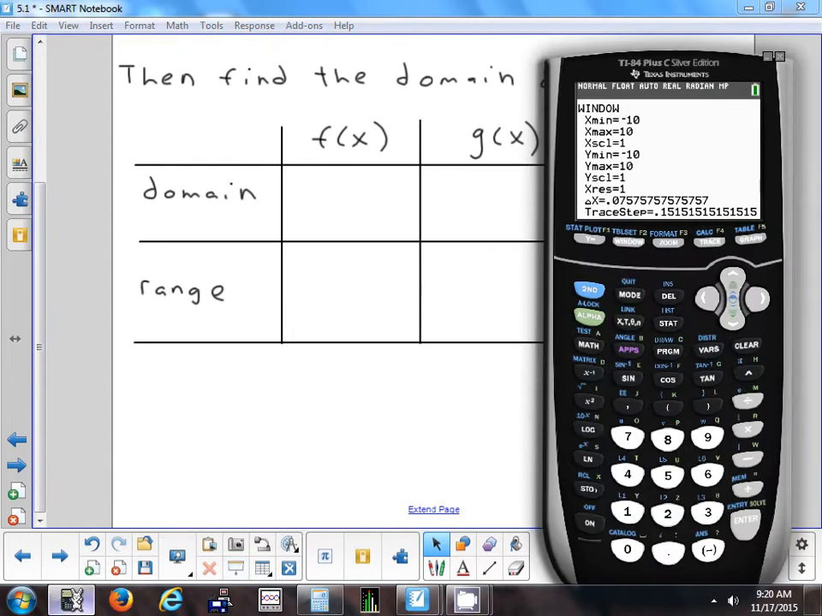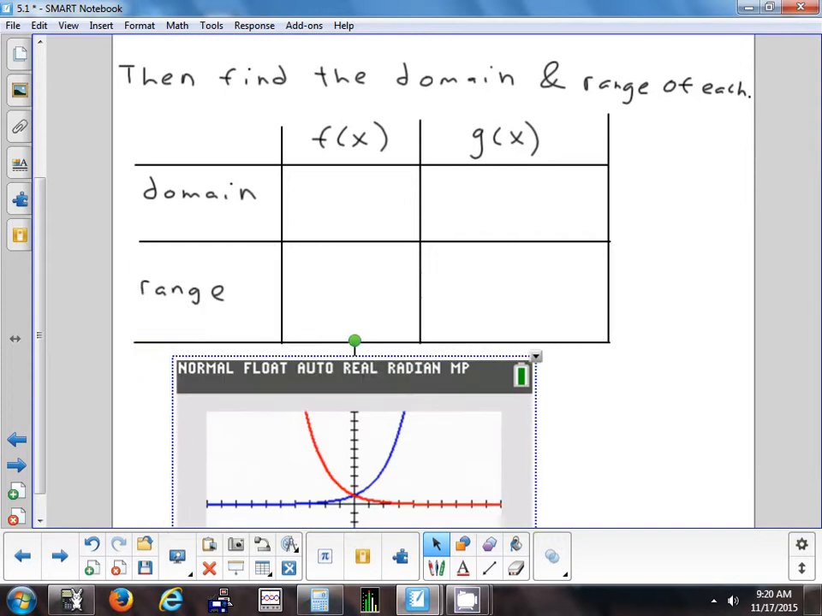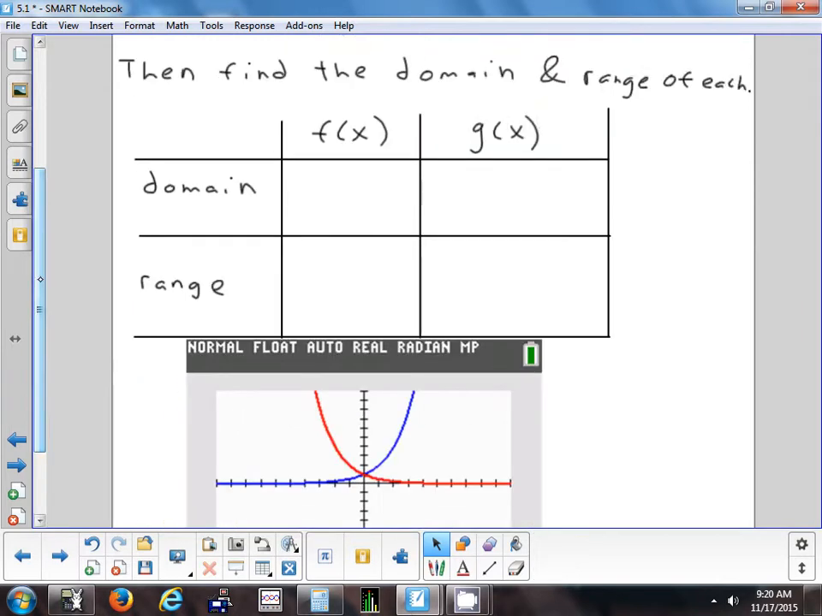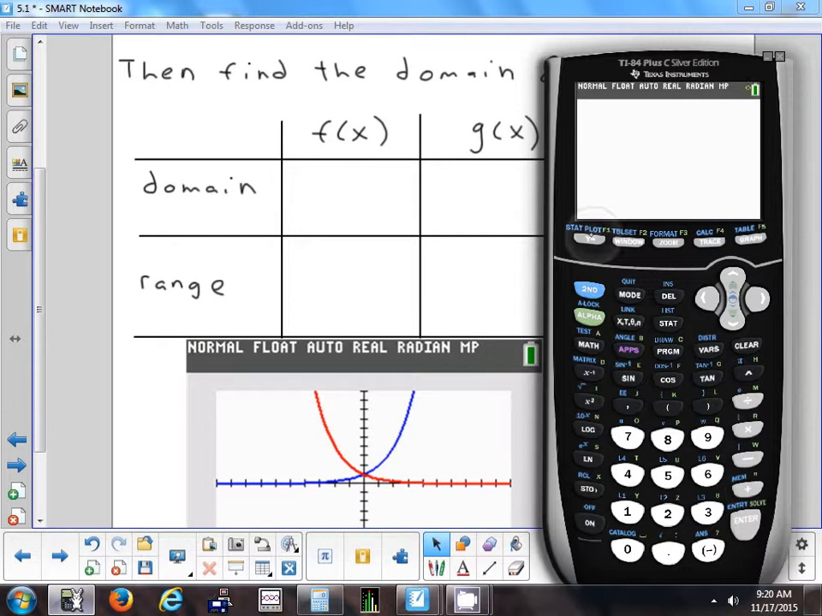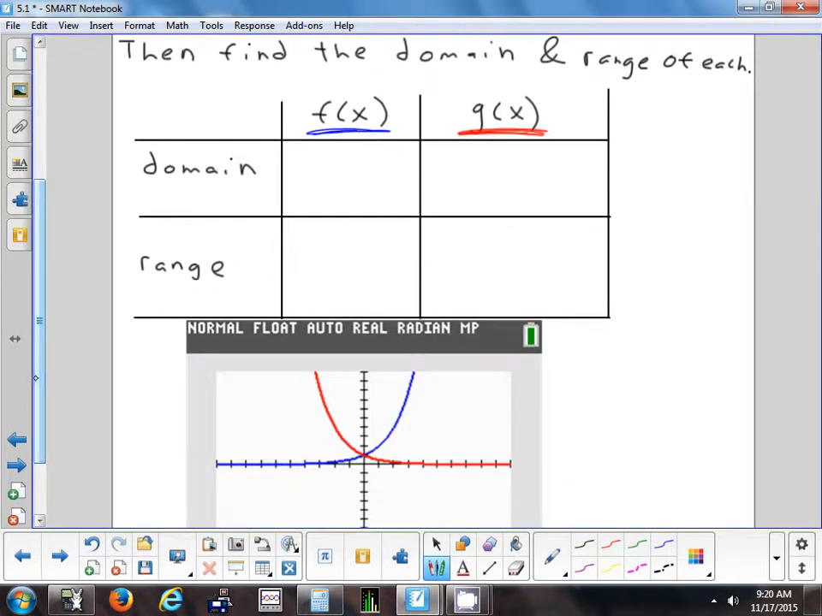Let me get the graphs on one screen. Which one was which? 2 to the x was in blue. 2 to the x, that's f of x. So this one's in blue. That one's in red. What's the domain of f of x? How far left and right does that go? Yep, negative infinity to infinity.